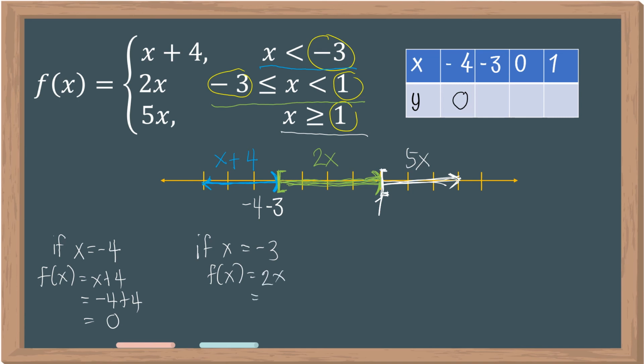Okay? So, substituting the value of x to our function, that will be 2 times, replace natin yung ating x ng negative 3. So, that will be equal to negative 6. Okay? So, the value of our function at x is equal to negative 3 will be negative 6. Okay? Okay, next one. How about if x is equal to 1? So, if x is equal to 1, so hanapin natin siya.